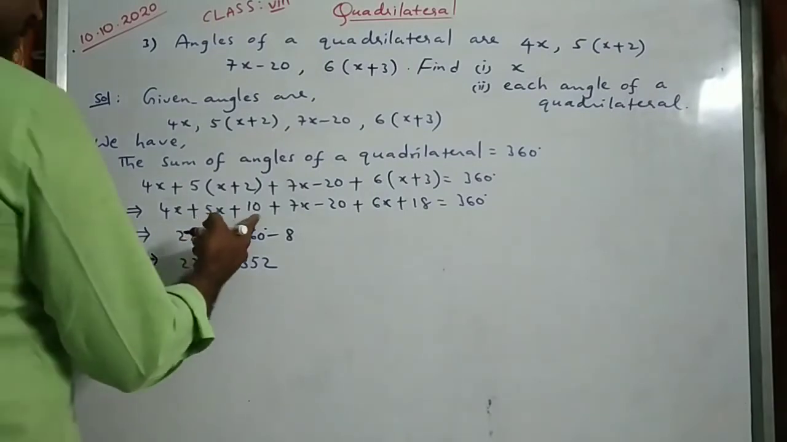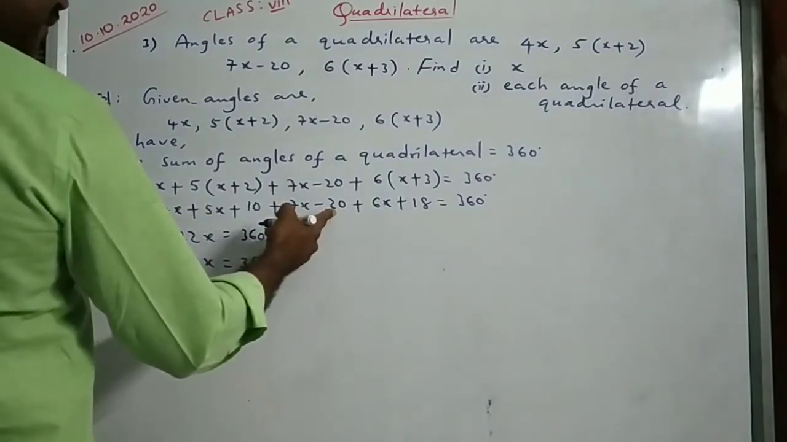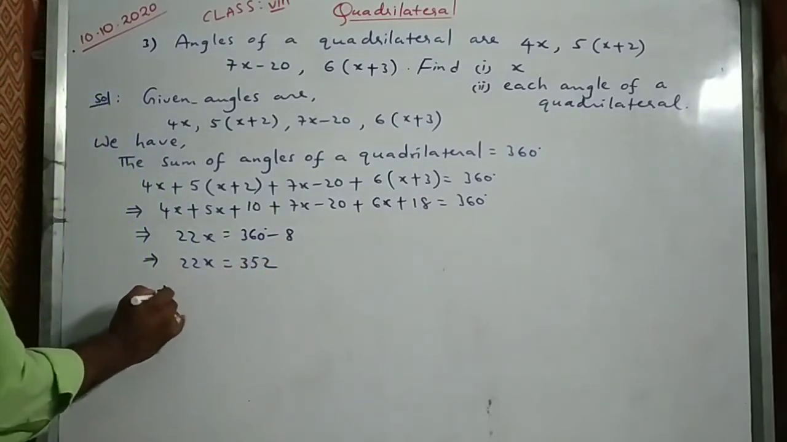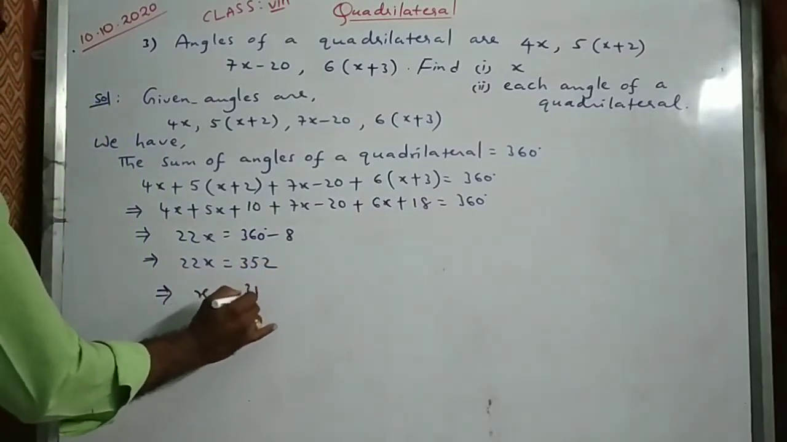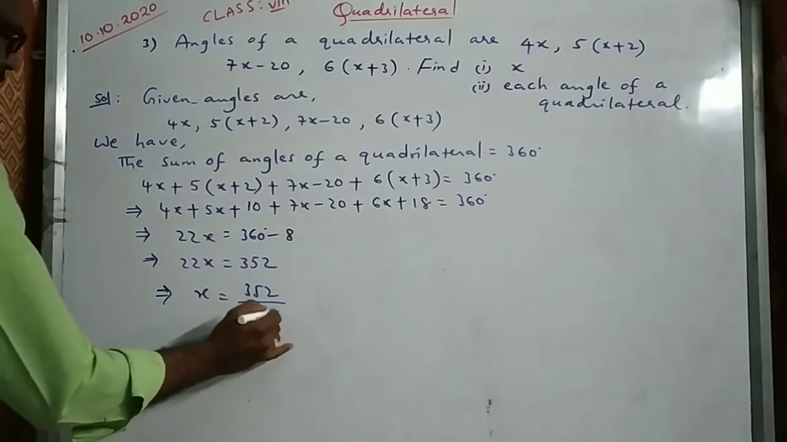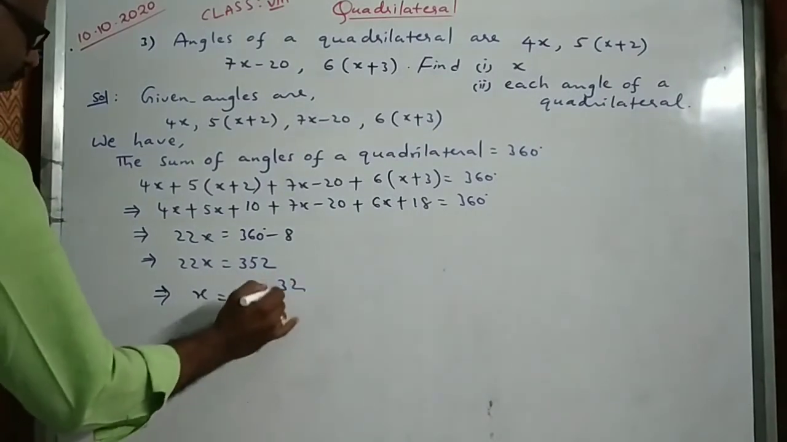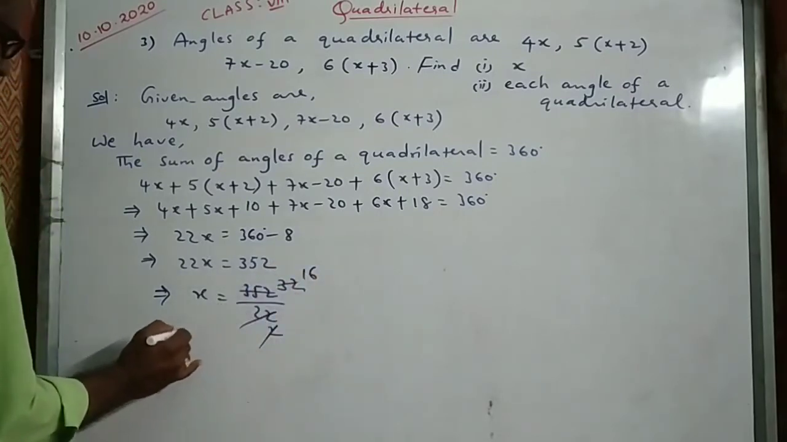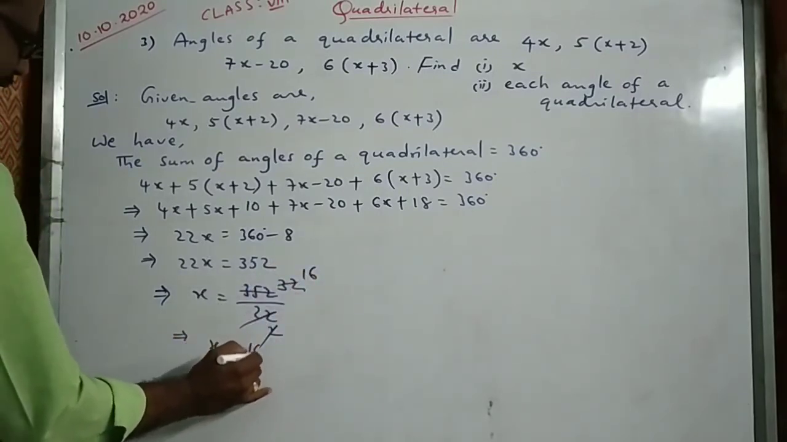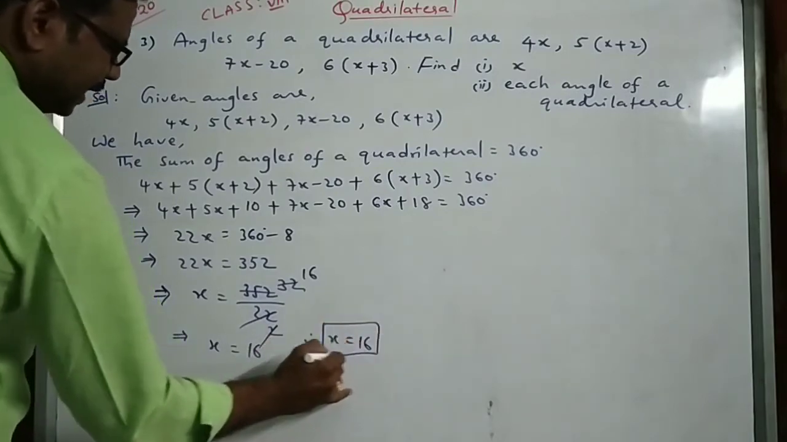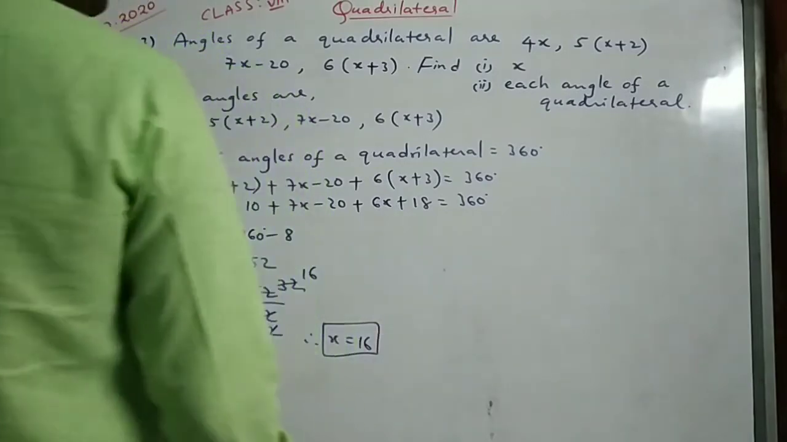Correct simplification: minus 20 plus 18 plus 10 gives plus 8, so 352. So 352 by 22. 22 times 16 is 352. So x value is 16. Now you can find each angle.